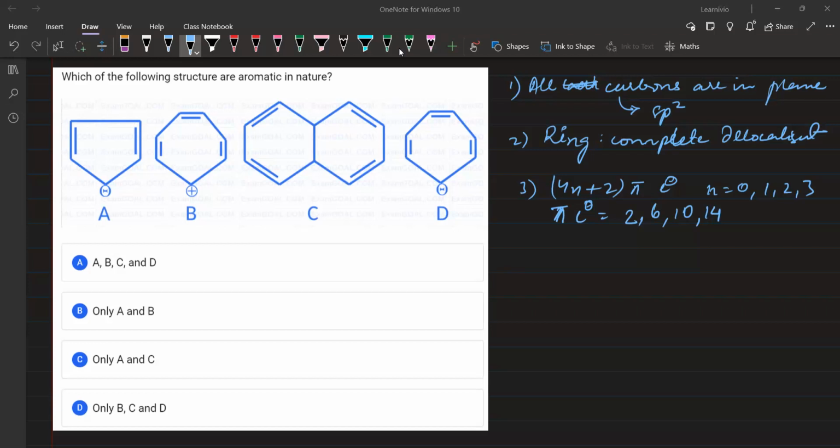By the way, let me tell you one thing. Maybe you guys are not seeing this correctly. This is the negative sign, okay? This is the positive sign. This is again the negative sign. The negative sign will only be there because of the lone pair electrons. And lone pair electrons are also pi electrons. So please keep that in mind. Lone pair electrons are also pi electrons.